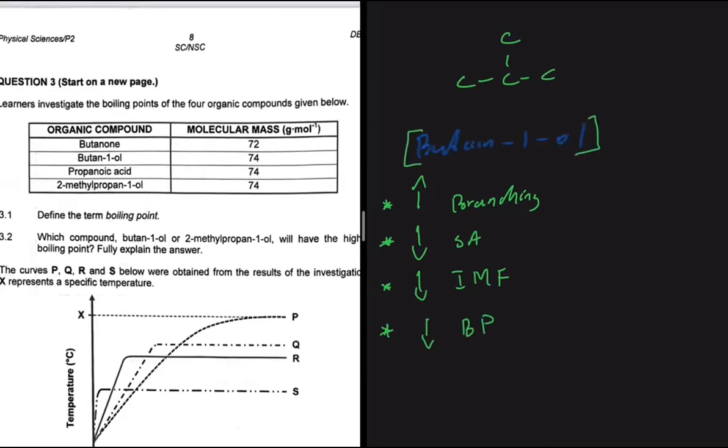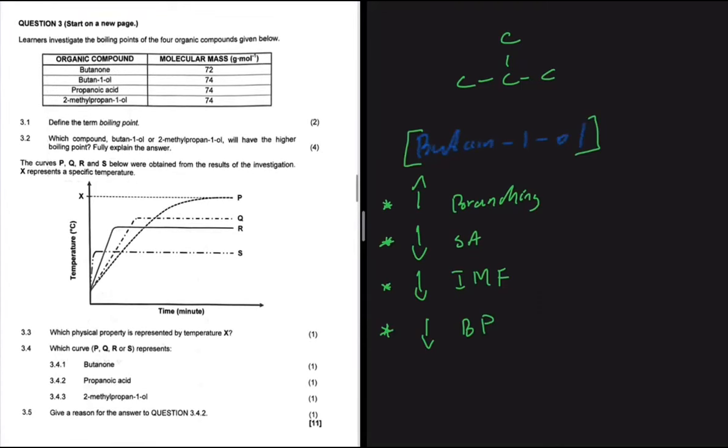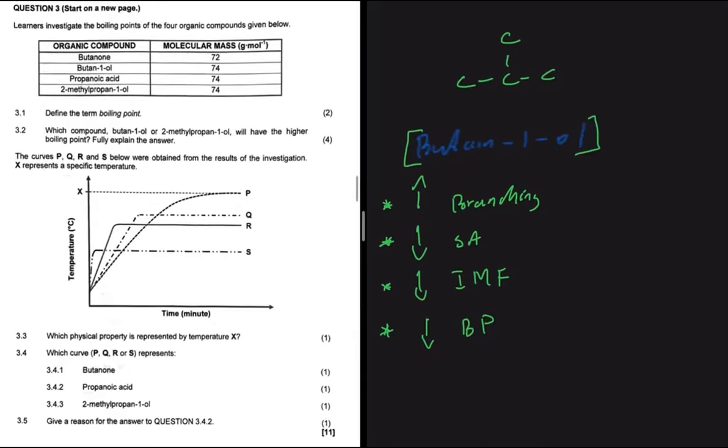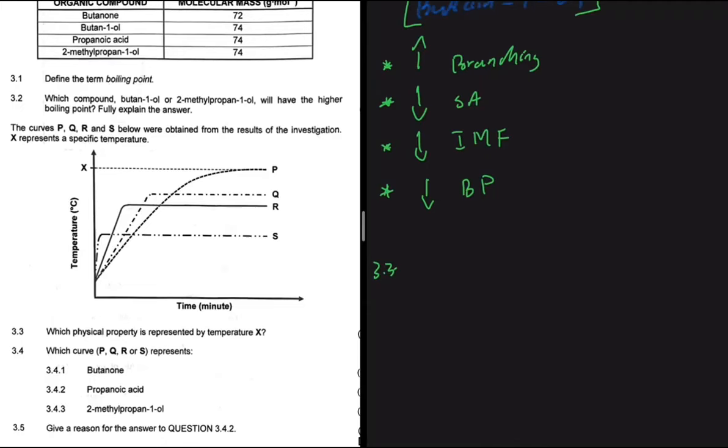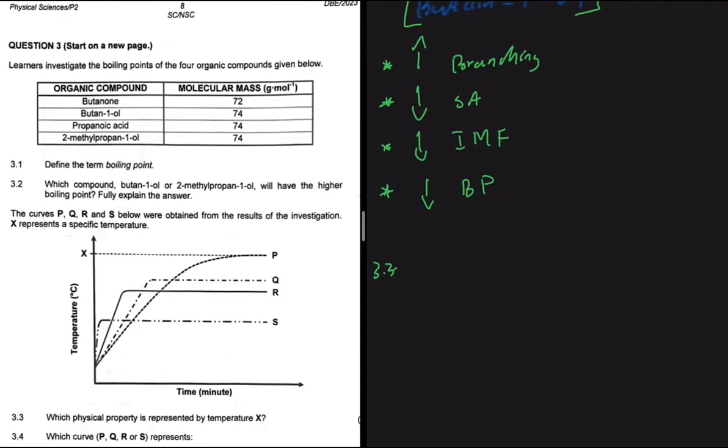That is 3.2. Let's look at 3.3. So we are told that the curves P, Q, R, and S below were obtained from the result of the investigation. X represents a specific temperature, right? And then 3.3, the question is saying which physical property is represented by temperature X. So let's look at our equation one more time. What are we investigating? We're investigating the boiling points between these 4 organic compounds, right? And then you can see that X here on our graph, it corresponds with P, right? The graph for compound P.